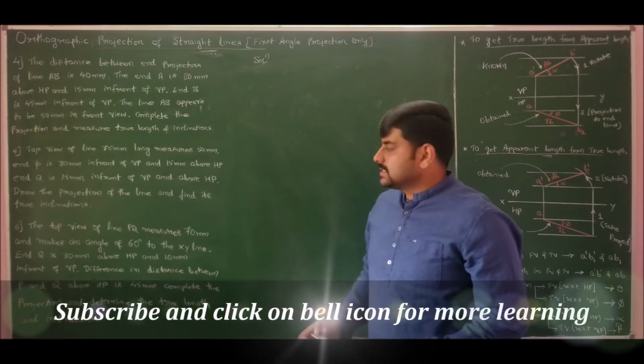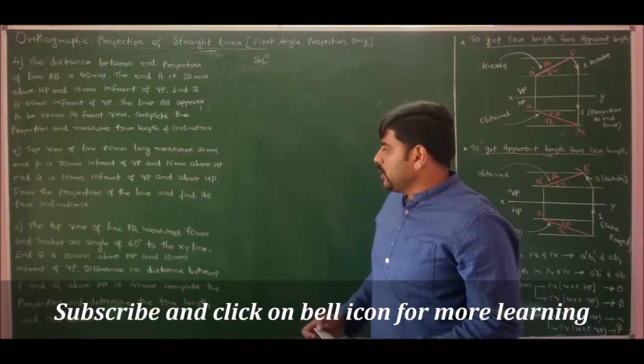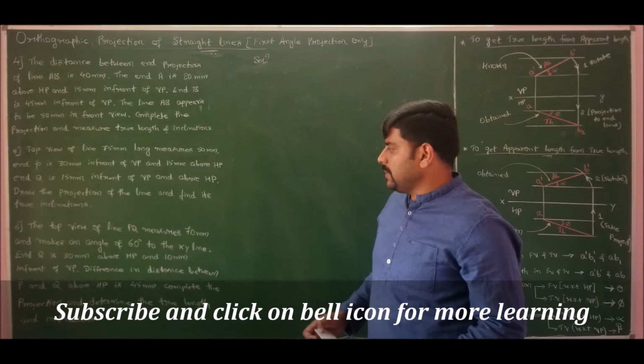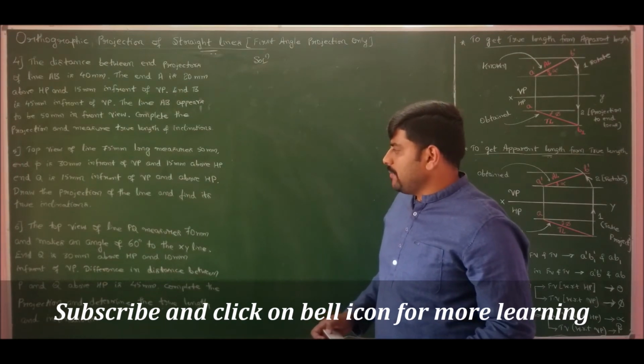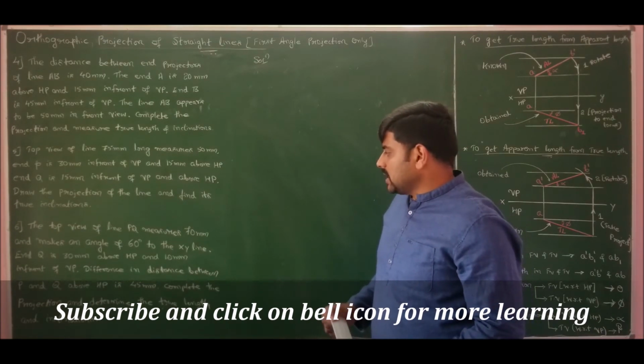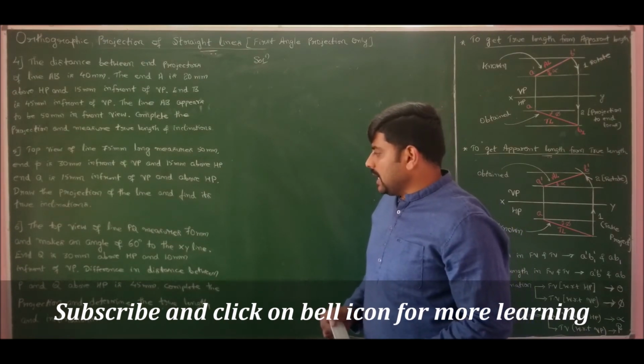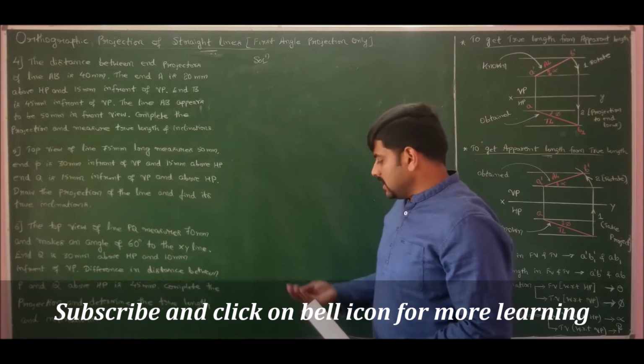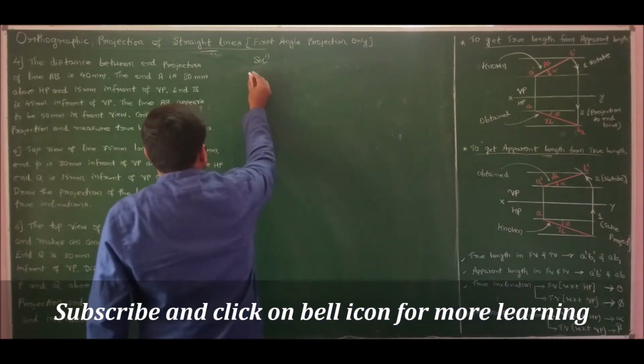Problem number 6 states that the top view of line PQ measures 70 mm and makes an angle of 60 degree to XY line. And Q is 30 mm above HP and 10 mm in front of VP. Difference in distance between P and Q above HP is 45 mm. Complete the projection and determine the true length and inclinations. Let us list out the data given first.